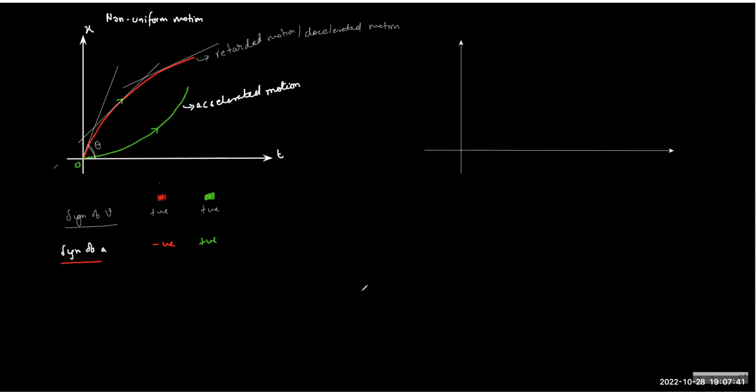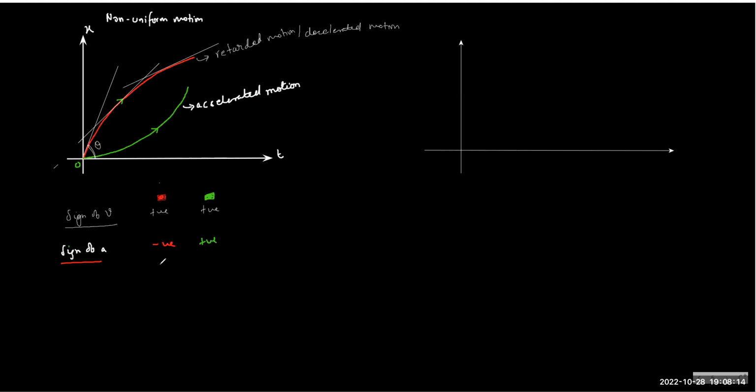Acceleration is the difference of velocity upon time, dv by dt. Difference of velocity means final minus initial upon time. So if you do so, what will you get, a positive answer or a negative answer? Negative. So in the case of the red line, the sign of A will be negative, yes or no? Yes, sir. Whereas in the case of the green line, the sign of acceleration is positive, yes or no? Yes, sir.